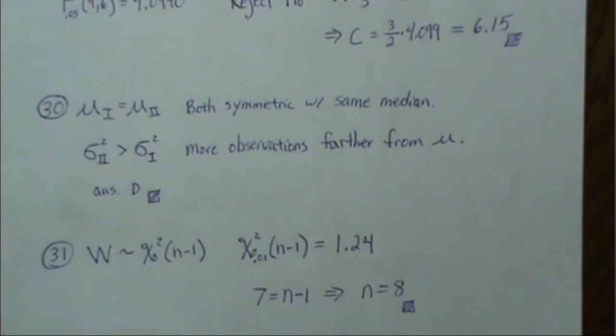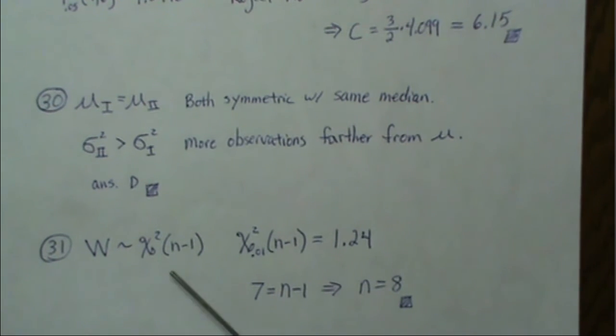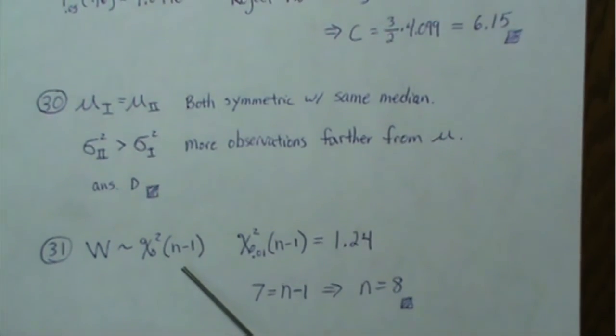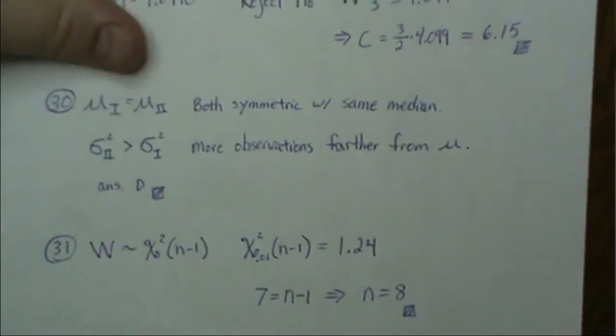Number 31, W is chi-squared with n minus 1 degrees of freedom. And so we want to know the chi-square 0.01 with some degrees of freedom is equal to 1.24, which then you go on the book, and it says that with 7 degrees of freedom you get this, but then that's n minus 1 degrees of freedom, so the answer is n equals 8.